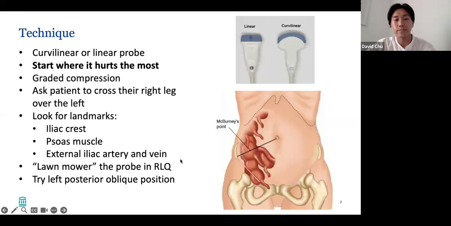and the vein. If these techniques fail, you could try lawnmowering the probe in the right lower quadrant, meaning you just systematically go superior and inferior as you go laterally and make sure you cover the entire right lower quadrant. Finally, we'll talk about a left posterior oblique position, which can be used in some cases to look for a retrocecal appendix if it's behind the cecum.